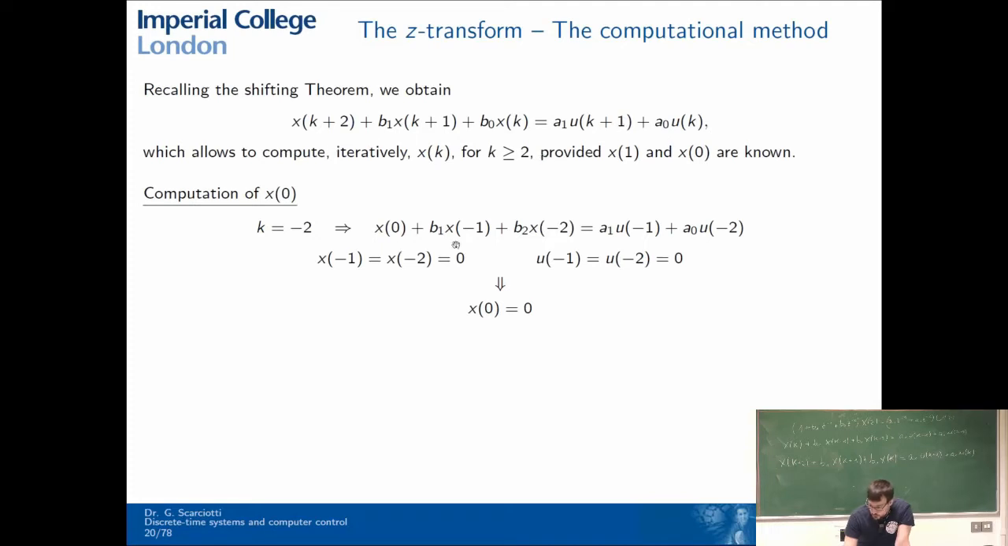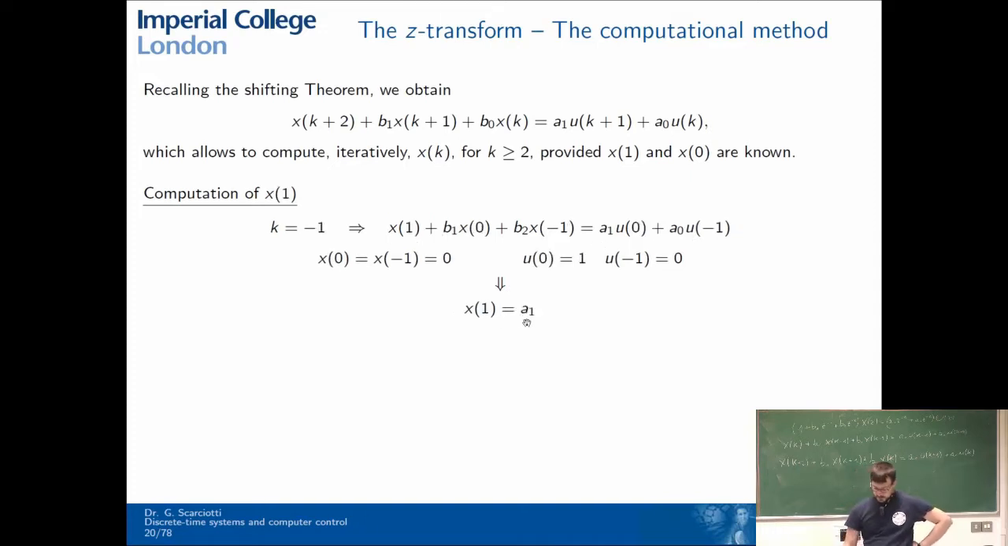Doing so, we obtain this expression over here, where you see that this term and this term are 0 because the value of k is negative, as is this one and this one. So all this expression is 0, apart from x of 0, but obviously x of 0 is equal to 0, and then we get this expression. The next value that we compute is x of 1. To compute this, we replace k equal to minus 1. For k equal to minus 1, we get this expression over here. Then we remember that x of 0 is 0, x of minus 1 is 0, u of minus 1 is 0, u of 0 is not 0, but is equal to 1, so actually x of 1 is equal to a1.